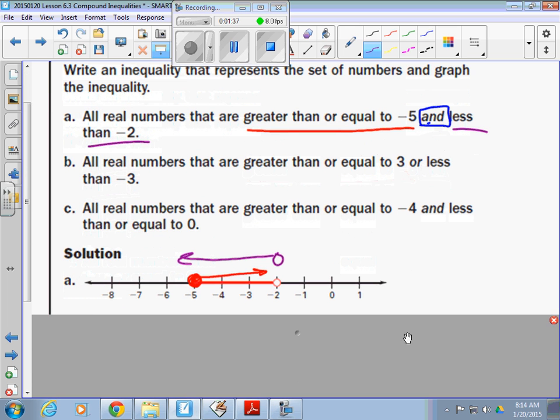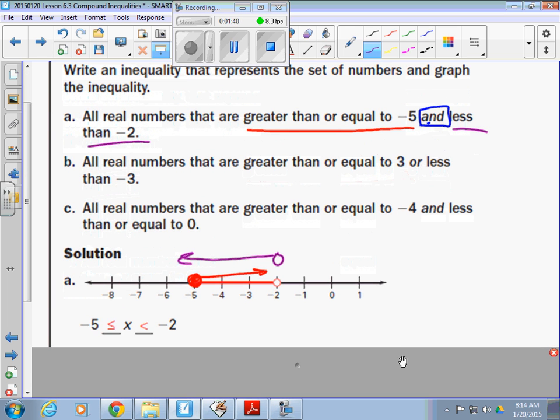When you write that, since it's and, anytime you have an and inequality, you write it with two symbols with the x in the middle. So you're going to use your two bordering numbers, -5, and then x, and then -2. And then you're just going to fill in the two blanks. Now, I know they're filled in already. I'm just explaining to you how to get to that point. Do it as two separate ones.